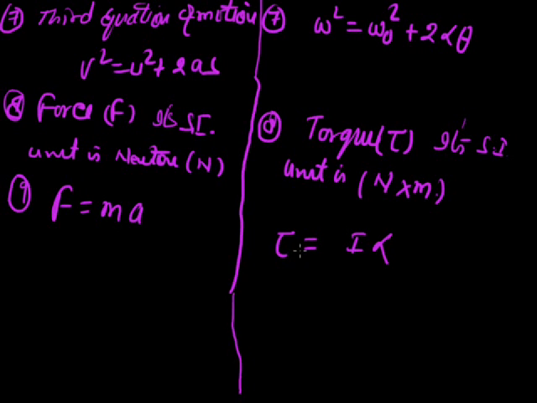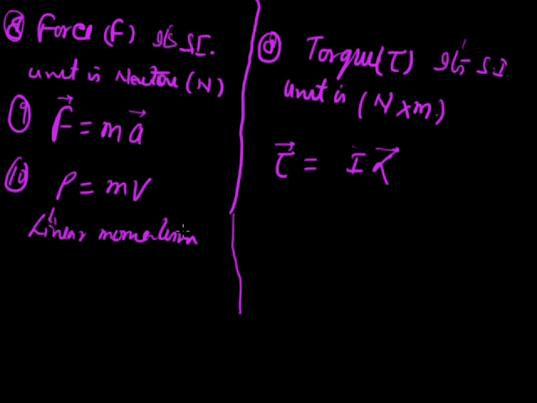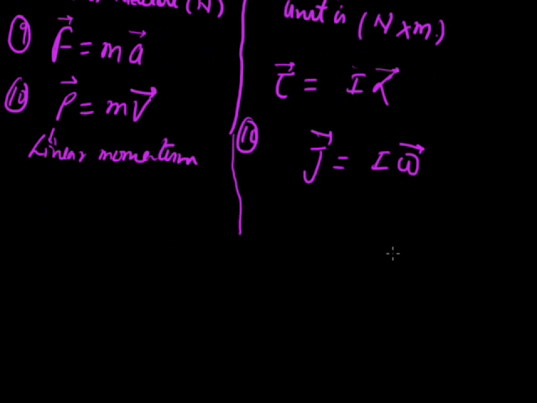At the place of m, here will be I, moment of inertia. Here m is simply inertia. We can also write in vector form this way: tau is I alpha. Now because p is mv, where p is linear momentum, here will be angular momentum. J will be I and omega. In vector notation, J is I omega, where J is angular momentum.